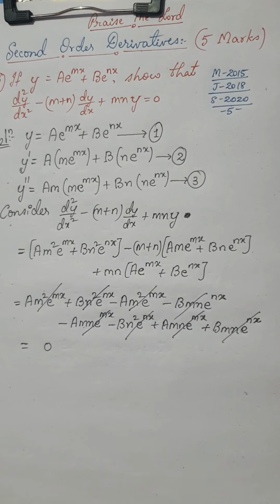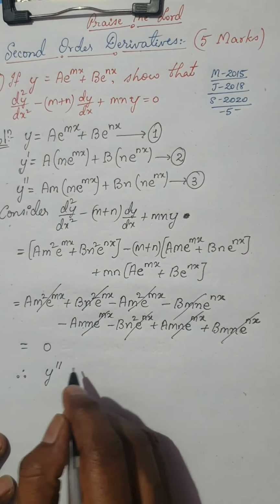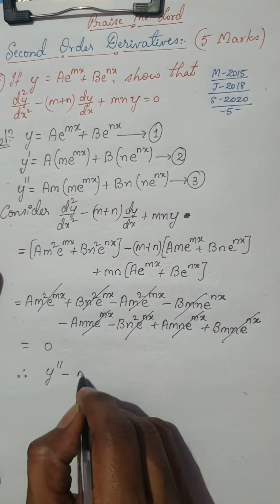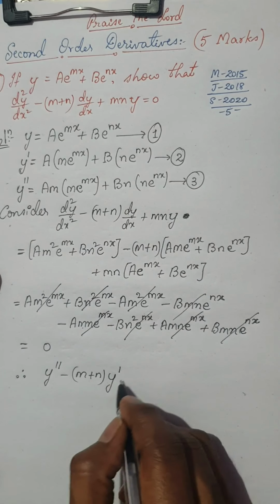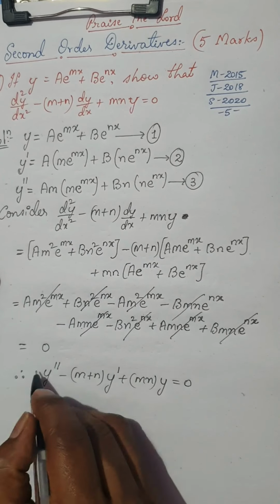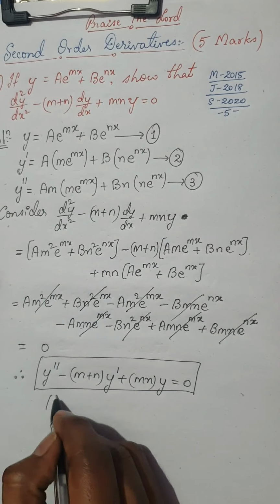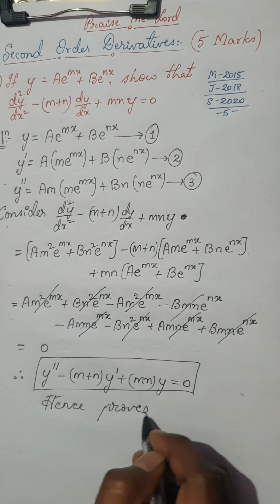Okay, is it clear? Very simple. Therefore, what did I get? I got y double dash, the same thing I've written as d square y by dx square. y double dash minus m plus n into y dash plus mn into y is equal to 0. This is what I have got, isn't it? So you just say hence proved.